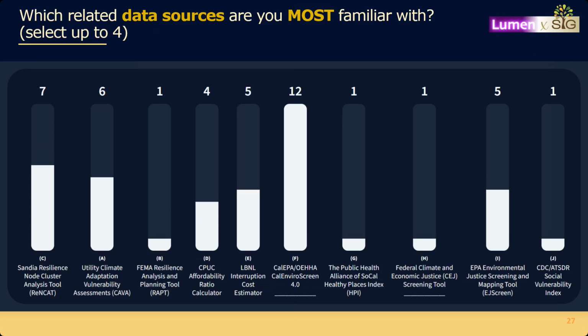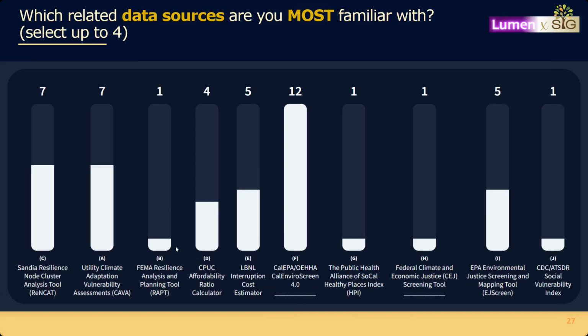Yeah, that makes sense. A lot of people are familiar with the CalEnviroScreen. We use that a lot. It's a great tool, a great map. Also, one that I was more familiar with was the Healthy Places Index, but it looks like we've only got one in the audience that's familiar with that. That's also a really great online tool. It's for a different industry, but it's very good. And some familiarity with RenCat and the CAVAs and EJScreen. Okay.